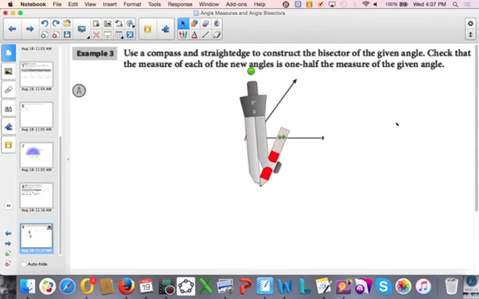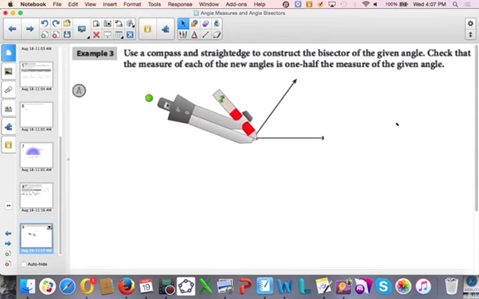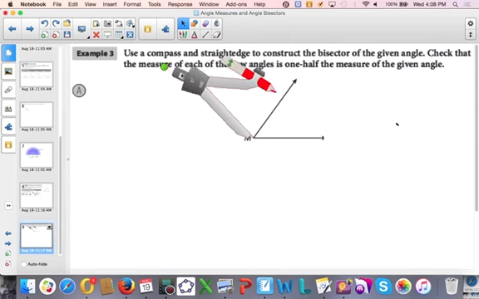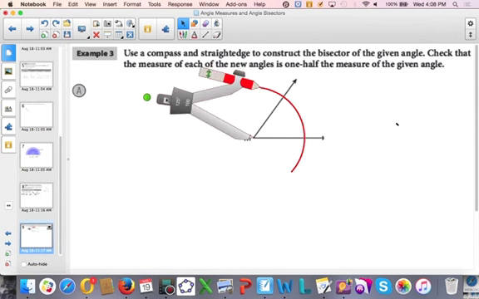What I do need is a random arc through my angle. And since I'm drawing an arc through the angle, my compass point is on the vertex of the angle. So once again, I'm going to open my compass up so that the markings that I'm making are hitting the sides of that angle. So here's the first marking I make. It's an arc through the angle.